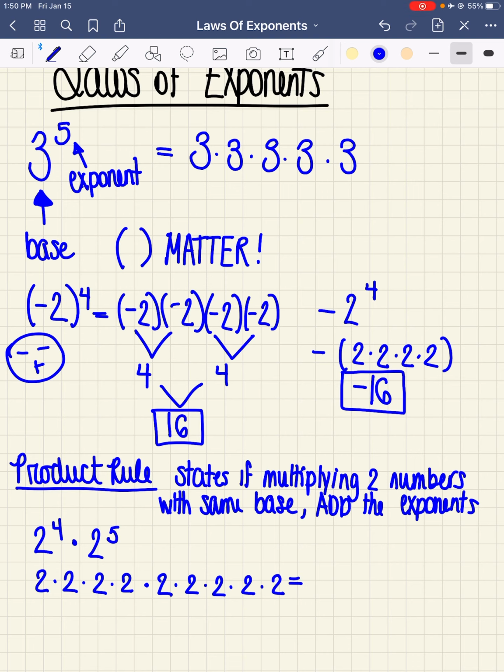So what I do there is now I know my base is still 2, and I count up how many 2's I have. 1, 2, 3, 4, 5, 6, 7, 8, 9. So that's going to give me 2 to the 9th power. So what that rule means is I take 2 to the 4th power and I add that to the 5th power, which would give me 2 to the 9th power. I just wanted to show you why that works the way it works.